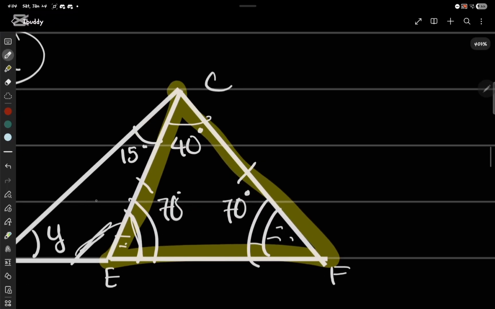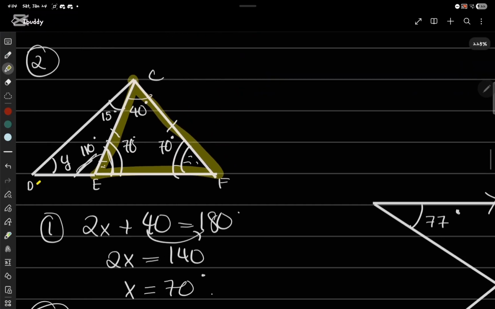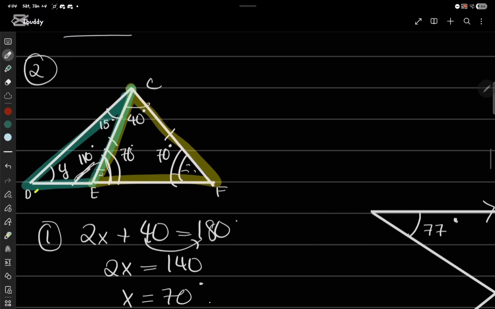Okay, so this angle will be 110. And to solve for y, I'm pretty sure you guys should probably see it by now. We just consider triangle CED there. So we can say that because they're in a triangle, all the interior angles add up to 180.